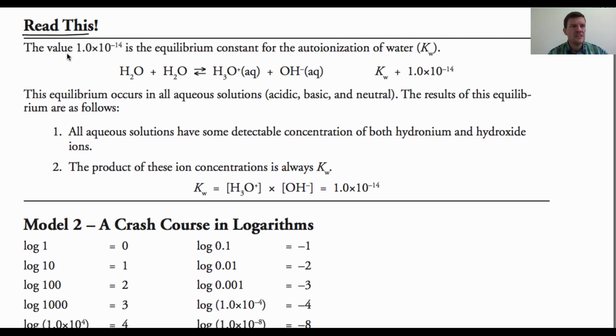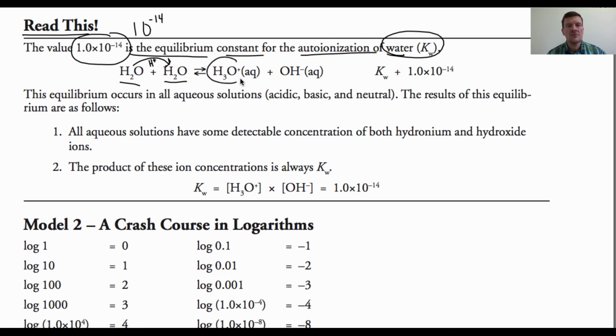Let's read this together. It says the value, 1 times 10 to the negative 14, or just 10 to the negative 14, is the equilibrium constant for the autoionization of water. We mentioned this before in a previous video, that water is always going to, to a very small degree, self-ionize, meaning a water molecule is going to react with another water molecule, and one of the water molecules is going to donate its proton, its H plus, to the other one, creating hydronium ion and hydroxide ion. There they are, both of them.